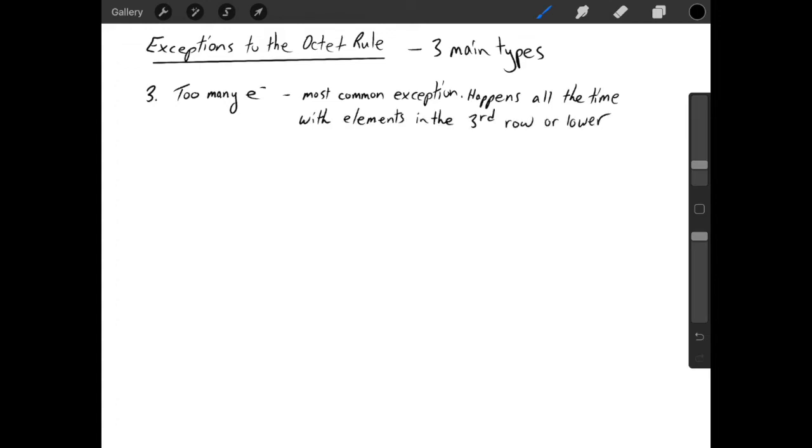The most common exception to the octet rule is when you have too many electrons. And this is the largest class of exception. It happens all the time with elements that are in the 3rd row of the periodic table or lower. And we'll give an example here with SF6. So SF6 has 48 valence shell electrons, and we follow the general rules for making a Lewis structure. We put the least electronegative thing in the middle, and we draw bonds connecting that central atom to the more electronegative atoms.